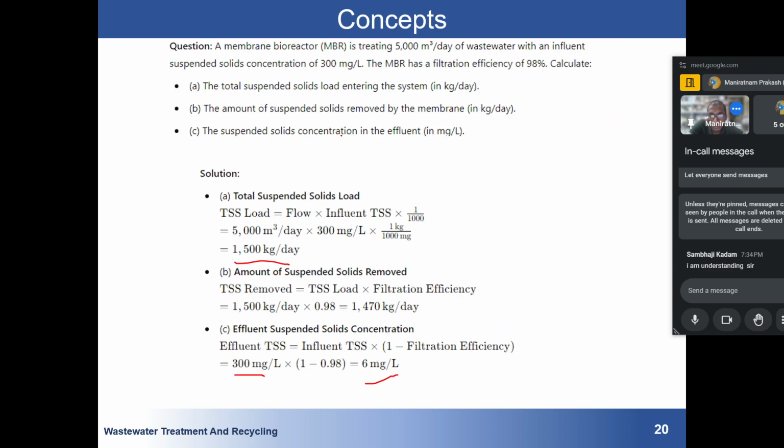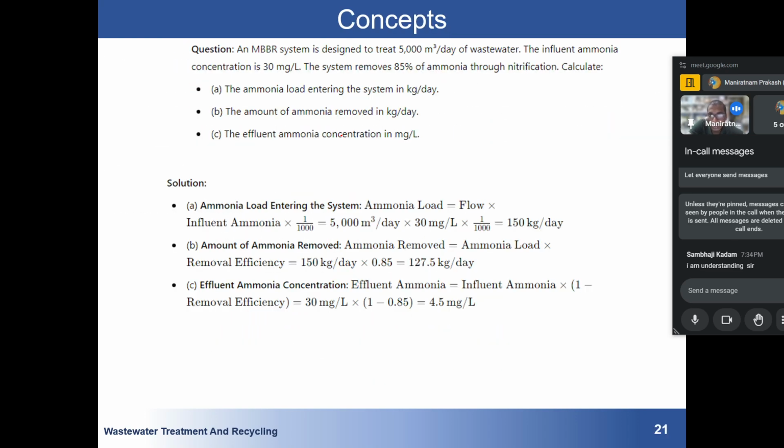Okay. So last question is related to this MBR system. And MBR system is designed to treat this much of water. The influent ammonia has a concentration of 30 milligram per liter. The system removes 85%. Similar question to what I have discussed previously.